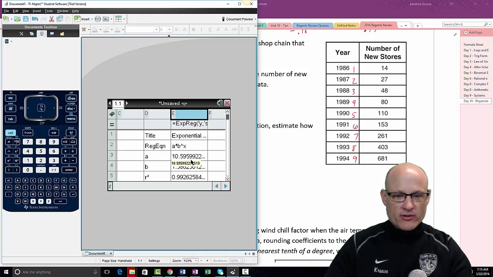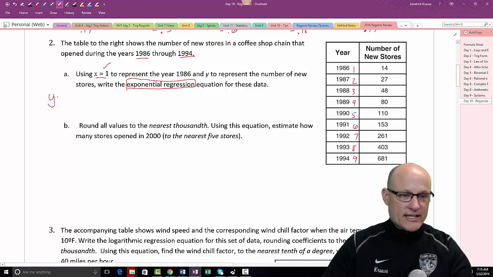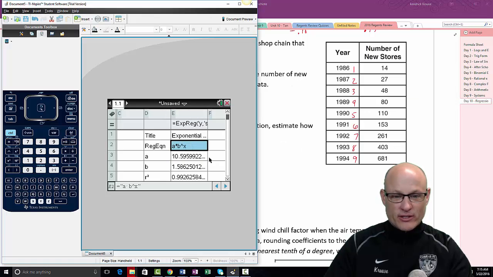Well, let's get down what a and b are equal. Well, the equation is this. y equals a times b to the x. Now, if you forget that, it's okay. They tell you right here what it is.